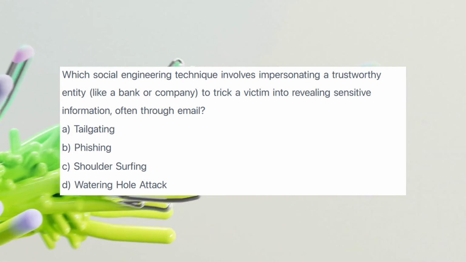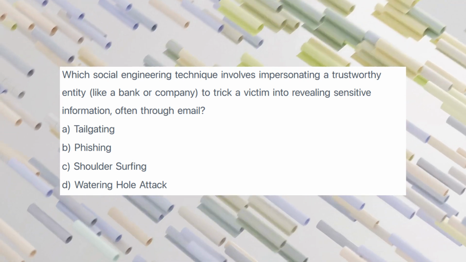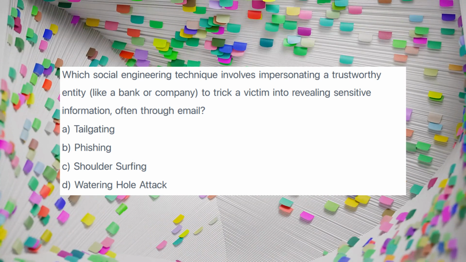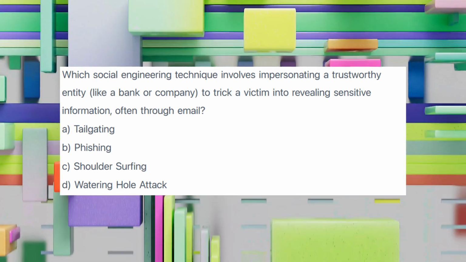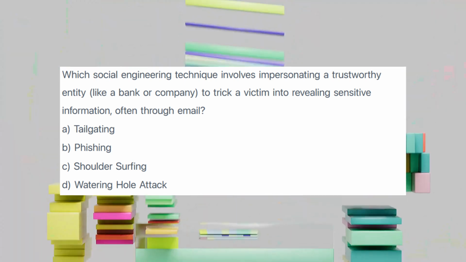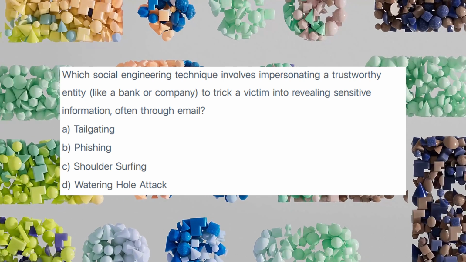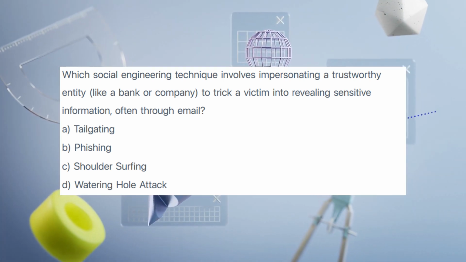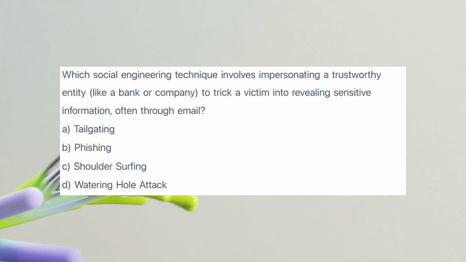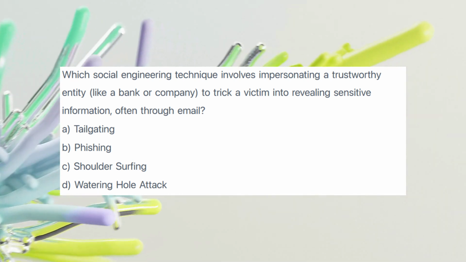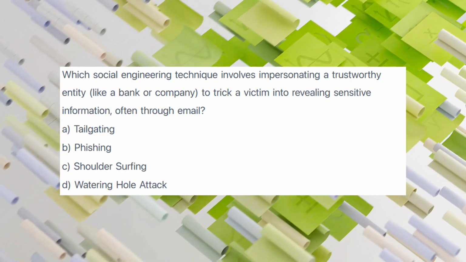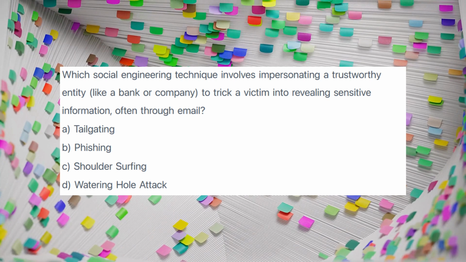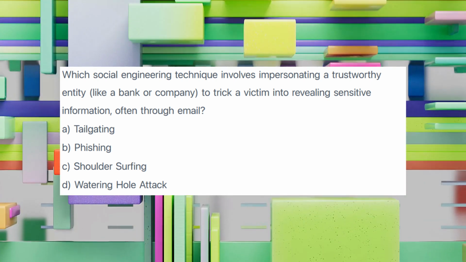The answer is B. Phishing. Phishing is a fraudulent attempt to obtain sensitive information by disguising oneself as a trustworthy entity in a communication, commonly email. Option A. Tailgating is following someone into a restricted area. Option C. Shoulder surfing is observing someone's screen or keyboard input. Option D. A watering hole attack targets a specific group by infecting a website they frequently visit.